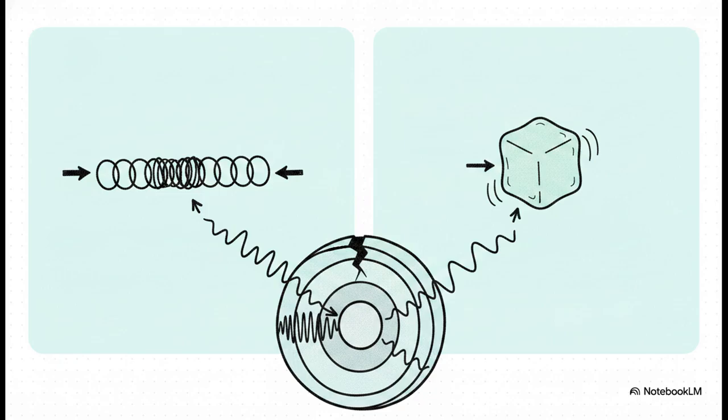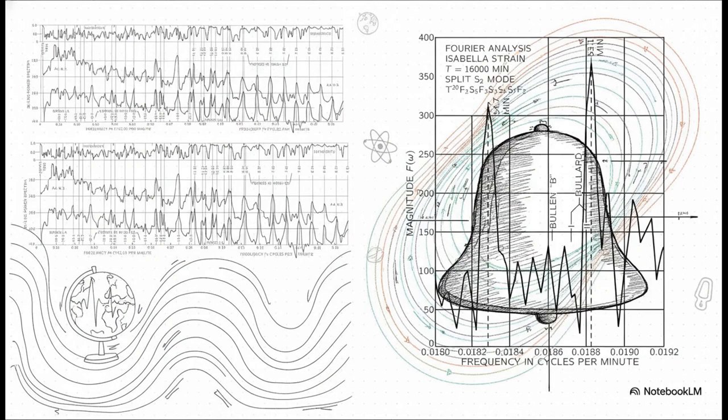And since the Earth's liquid core simply can't carry those transverse shear waves, seismologists can literally use the arrival times of the waves that do make it to virtually map out the hidden architecture inside our planet. And that brings us to one of the most mind-blowing measurements in all of seismology.